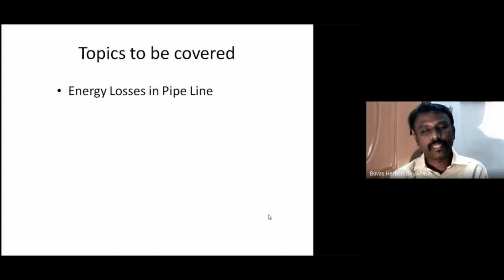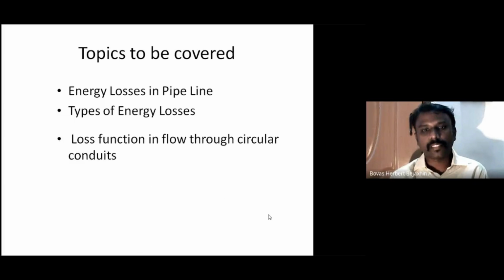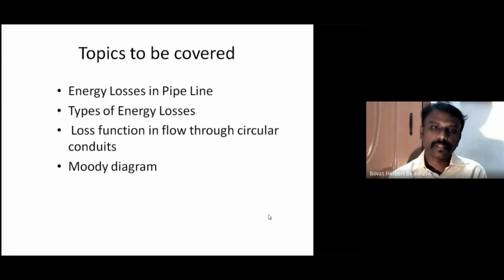The topics to be discussed in this session are energy losses in pipelines, and second, types of energy losses, loss function in flow through circular conduits, and the Moody Diagram. These topics are under the category of Unit 2, that is flow through circular conduits.